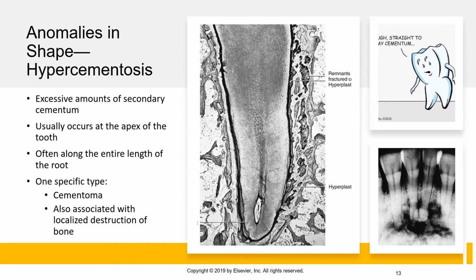Now, one specific form of hypercementosis is cementoma, and that's associated just with the localized destruction of bone. And you can see that in this picture here, right here. You can see this dark area. So the light area here is the cementum, all right, and then this dark area here is the bone destruction. All of that dark area around that tooth is bone destruction.